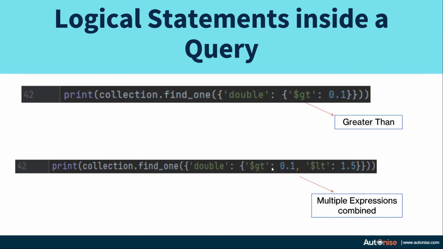You can combine multiple commands like this. Let's say you want to find a document which has the value for the key double greater than 0.1 and less than 1.5. You can combine two different commands and then execute your find operation. So you can combine logical statements inside a query to apply filters onto the documents to create complex searching operations. So these are filters in MongoDB.